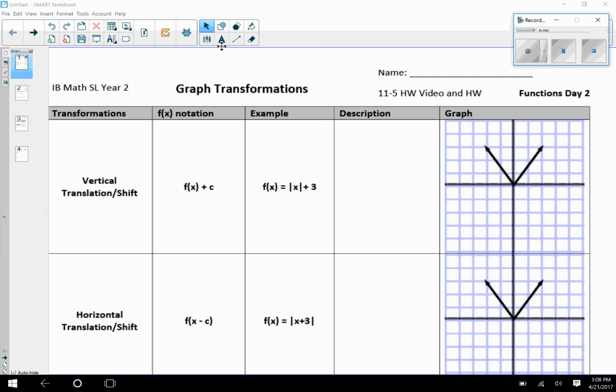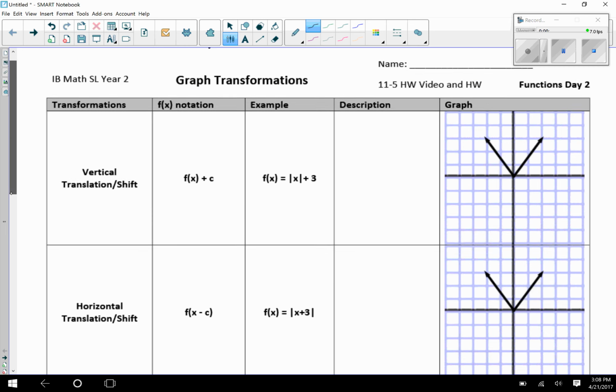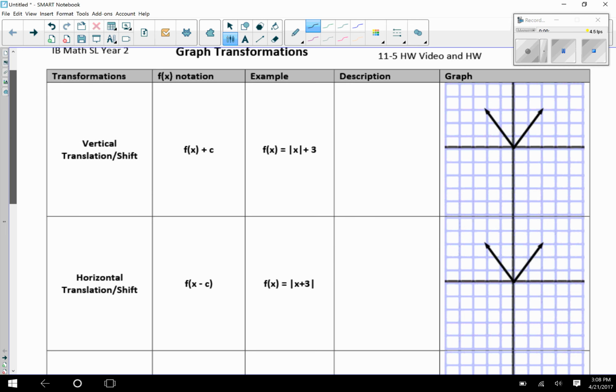This first video that we're going to look at is going to talk about graph transformations, and how, if you have a graphical representation or the equation of a function and you want to transform it, so that's to have it move up, down, left, right, you want to stretch it, shrink it, all that fun stuff.